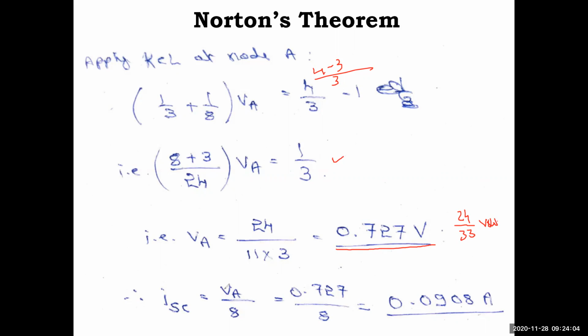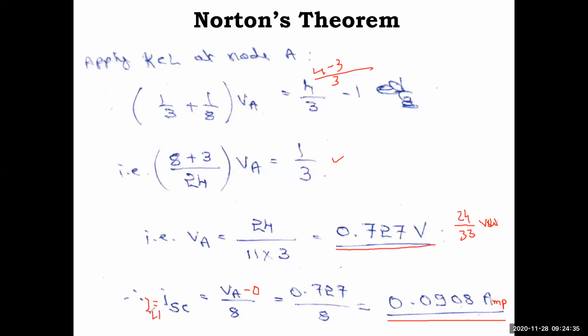Then ISC. So ISC is nothing but VA minus 0 by 8, right? So that's what it is following. So VA we will substitute now. So 24 by 33 by 8, or it is 0.727 by 8. When you solve it in the calculator it will give you 0.0908 amps. So you verify it, whether you are getting the same answer or not. So this is the first part of the Norton's. This ISC is nothing but the Norton's current, IN.